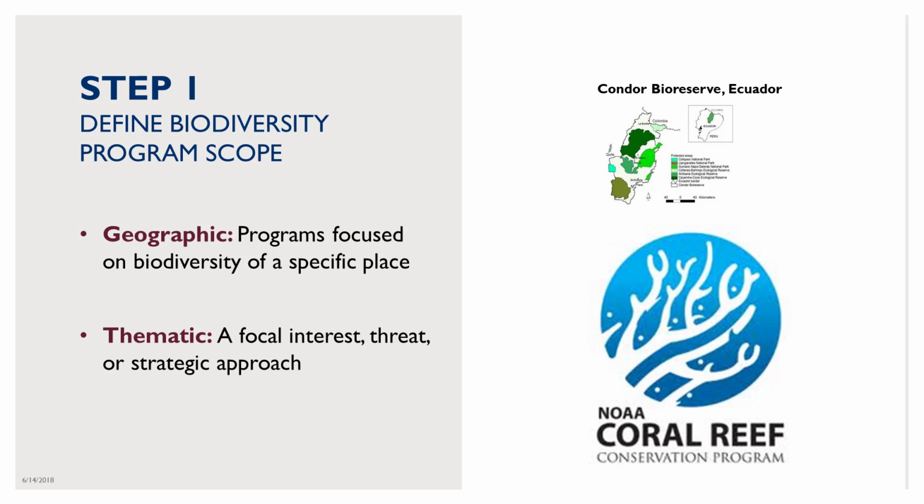For example, a national coral reef conservation program focuses on corals, which are a biodiversity focal interest. In almost every case, even when it's thematic, the scope will be geographically mapped, which clarifies the program boundaries.